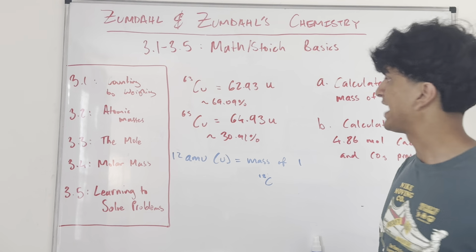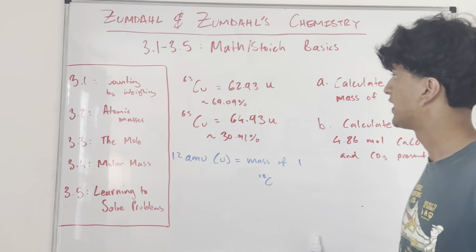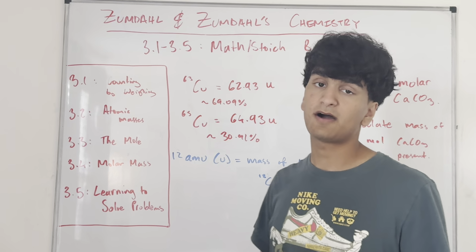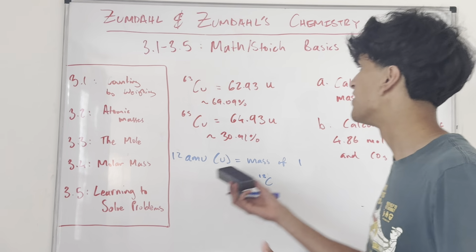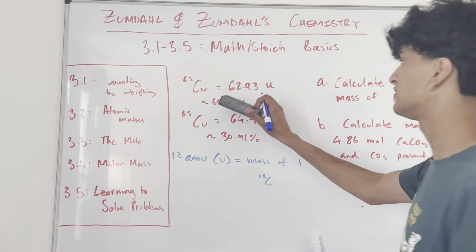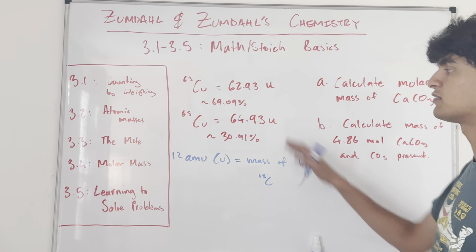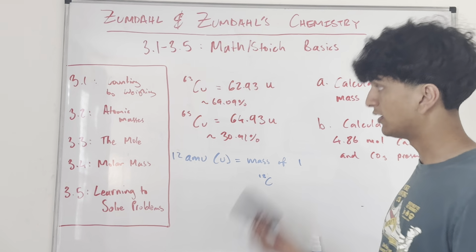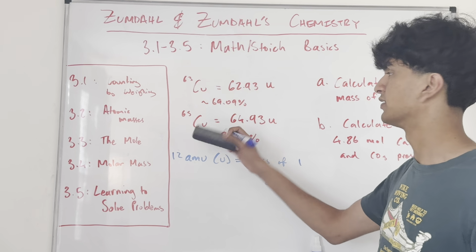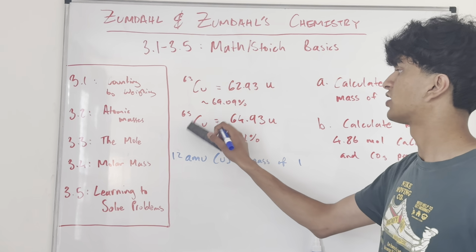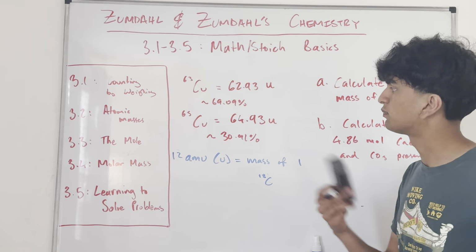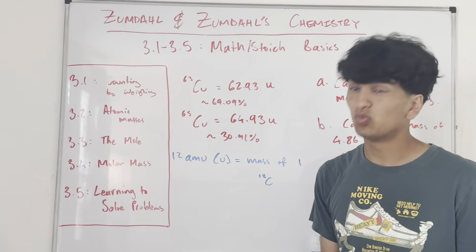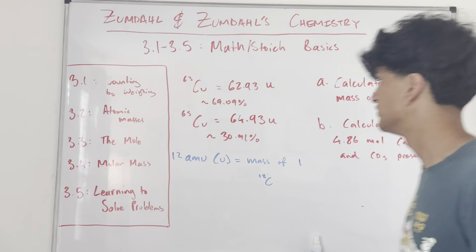So here's how to take a weighted average. If you don't know how, let's say for copper, if this is not copper, I'm going to cry. Copper 63 is about 62.93 U, and that's about 69.09% of all the copper in the universe. It also exists as an isotope, for the most part. Let's say this is the only other isotope, copper 65, which is 64.93 AMU. This is about 30.91% of all the copper in the universe.